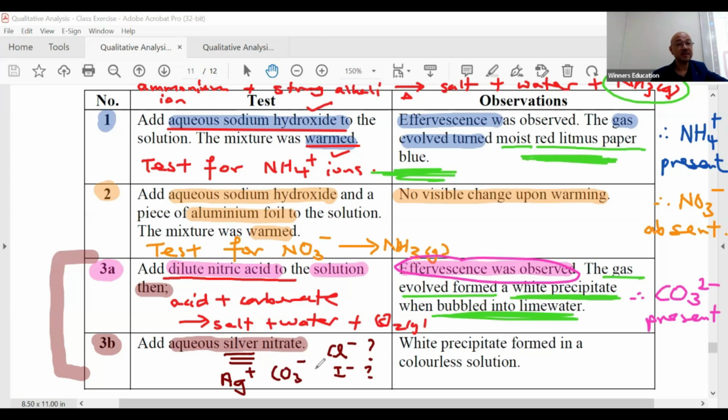Carbonate. Silver chloride, white solid. Silver iodide, yellow solid. Silver carbonate, white solid. But because it was continuous from 3A, ladies and gentlemen, I know I'm not testing with this or for this. Are you with me? Make sense to you?